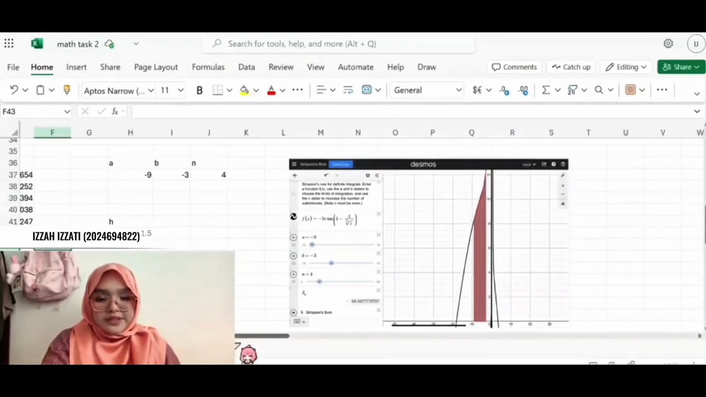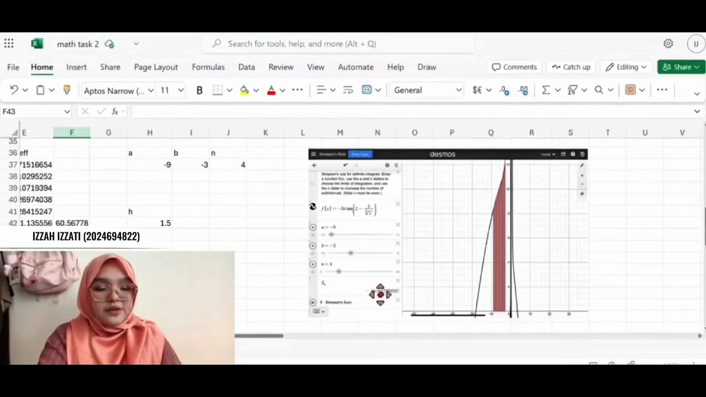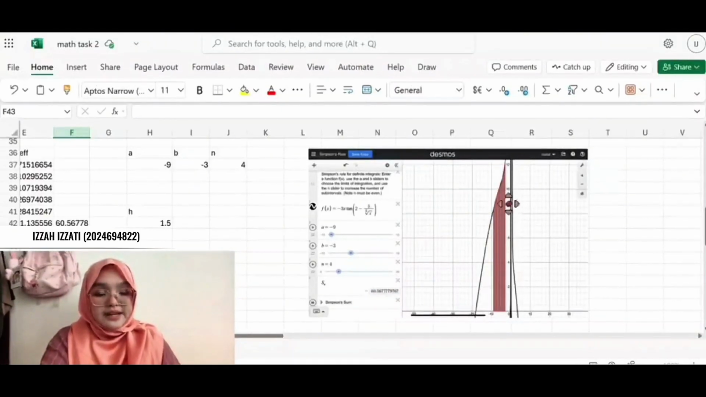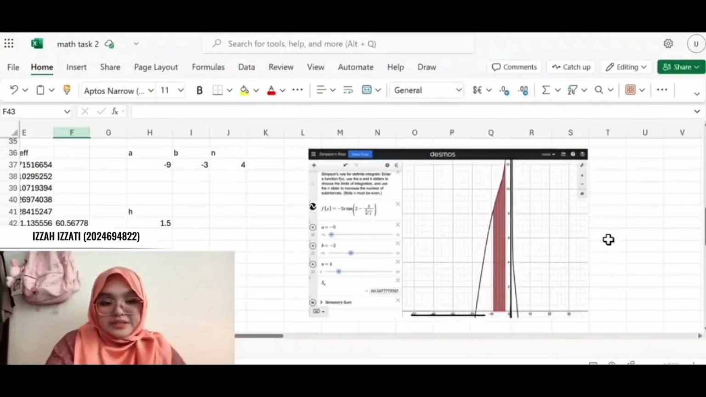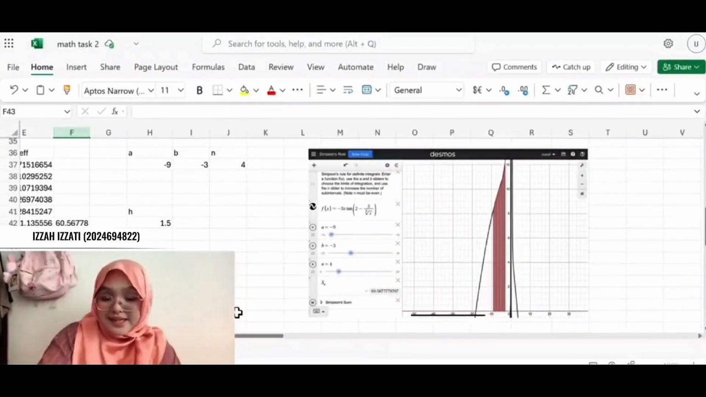So this is the graph that we got after using the Desmos website. How to use this website? Just substitute the values of a, b, and n, where a is negative 9, b is negative 3, and n equals 4 because we have 4 subintervals. As you can see here, the area under the graph that we got using this website is the same as the one we got from Excel. Now that's all from me.